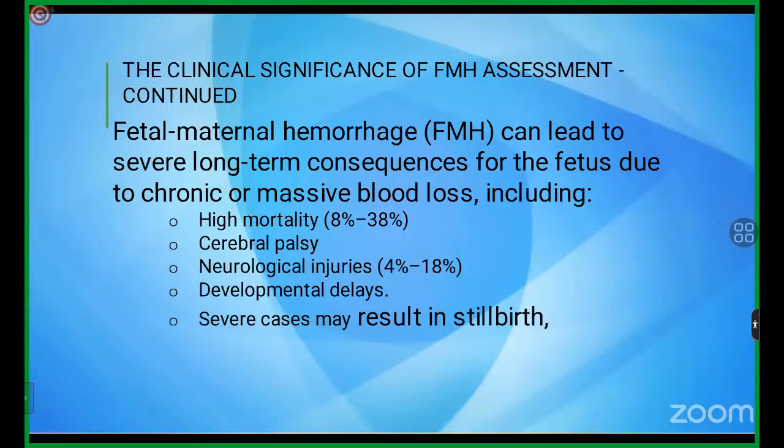It can lead to cerebral palsy and neurological injuries, at a rate of 4% to 18%. There are also developmental delays, and there are severe cases that may result in stillbirth. So you see, the consequences of FMH can be so severe, and adequate measures should be taken to address this, especially when we have a rhesus negative mother in question.